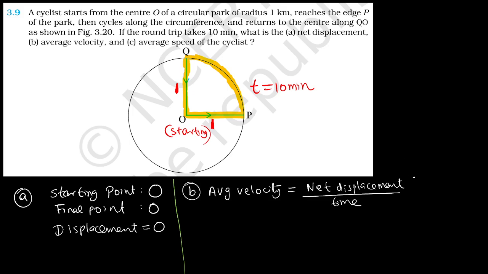The net displacement is 0. I have already explained: velocity is net displacement, not distance, divided by time. Net displacement is 0, time is 10 minutes. But 0 divided by any number will be 0. Correct? So the average velocity is 0.